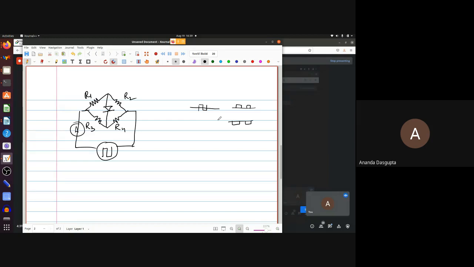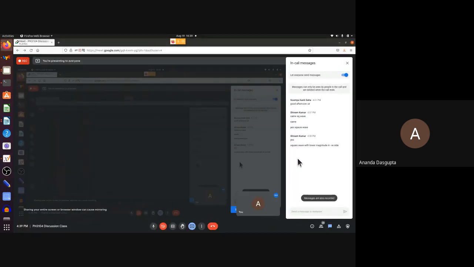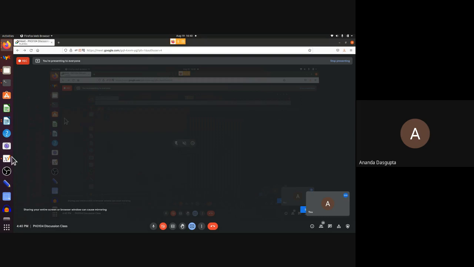I see one answer in the chat from Shivam Kumar, and he is saying, okay, let's see what he is saying. Square wave is lower magnitude in negative side. Okay, Shivam is saying positive and negative both will be present. So Shivam, could you just explain that?